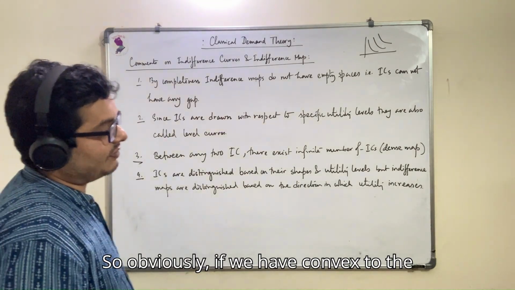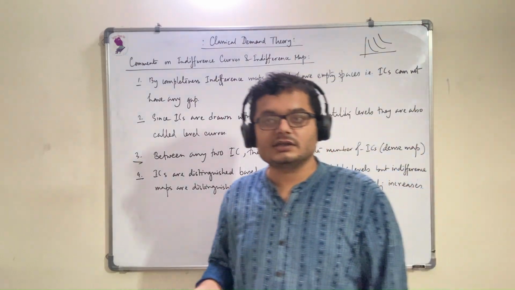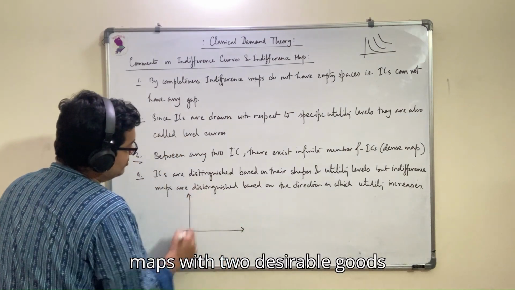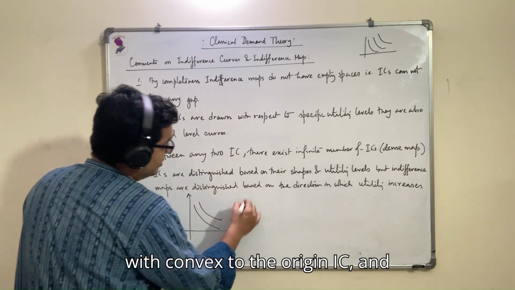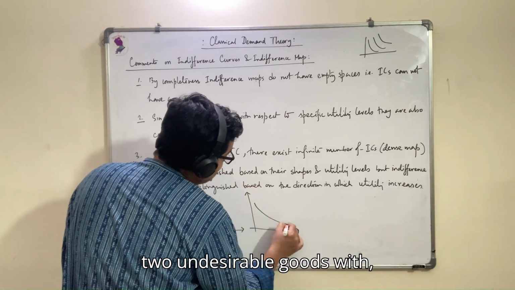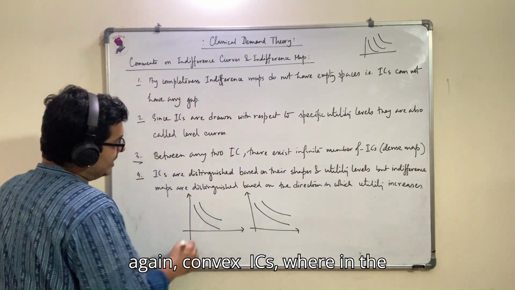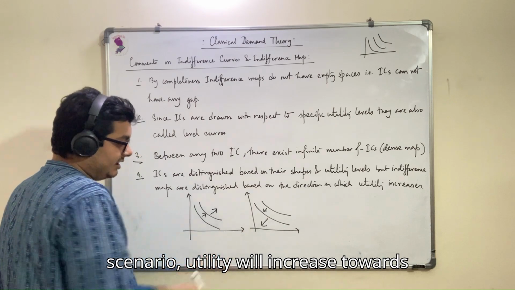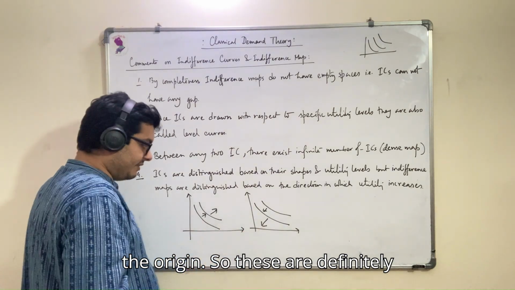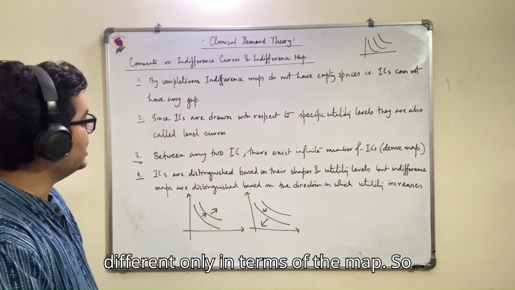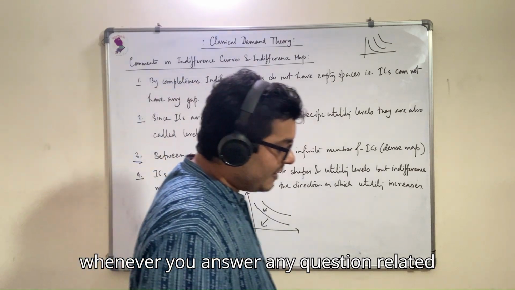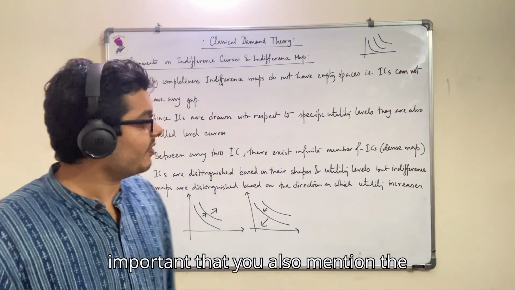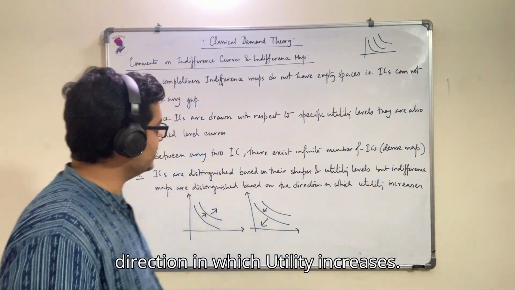So obviously, if we have convex to the origin IC and straight line IC, the maps are definitely different. But we can have maps with 2 desirable goods with convex to the origin IC and 2 undesirable goods with again convex IC, where in the desirable scenario utility will increase in this direction, and in the undesirable scenario utility will increase towards the origin. So these are definitely different preferences, but they are different only in terms of the map. So whenever you answer any question related to drawing of the indifference curves, it is very important that you also mention the direction in which utility increases.